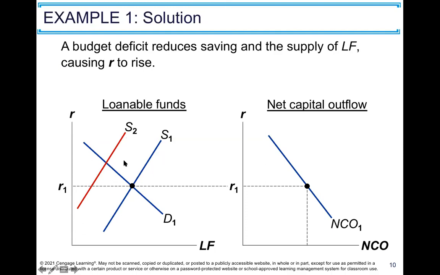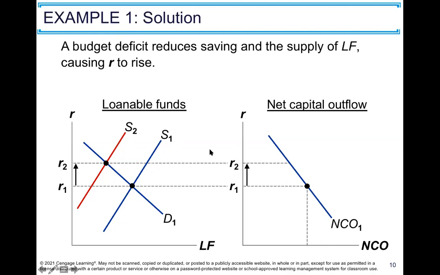So if there's less money available to be lent out because now the government is running a budget deficit, that causes an increase in the equilibrium interest rate. Interest rate rises to equilibrate supply and demand. We shifted the supply curve to the left because the government is running a budget deficit. That means that there's no excess cash to be lent out. So that's why we have a reduction in the supply, and that increased the interest rate.